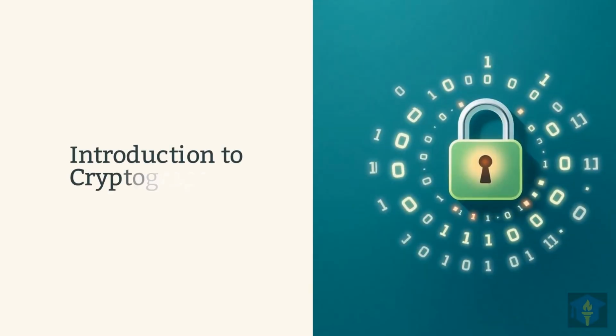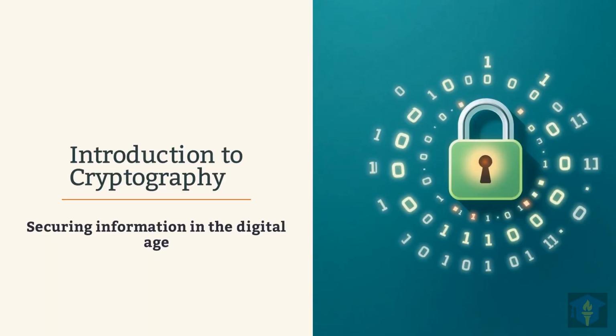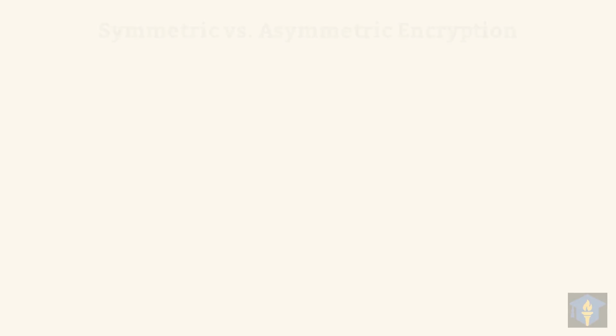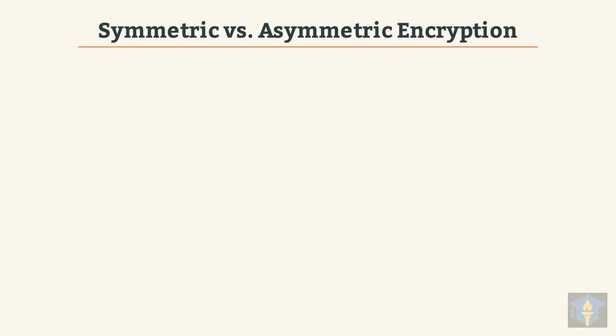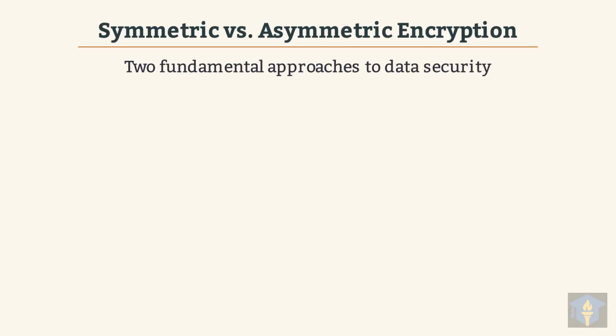Welcome to our introduction to cryptography, the essential science of securing communication in our digital world. This field is absolutely vital for protecting information and ensuring privacy in today's interconnected digital age. Today, we will compare symmetric and asymmetric encryption, two fundamental approaches to secure your data effectively. These represent two distinct yet powerful methods for achieving robust data security in different scenarios.